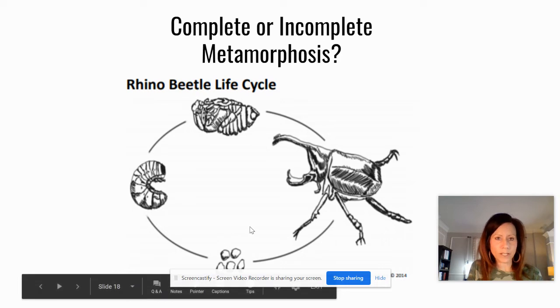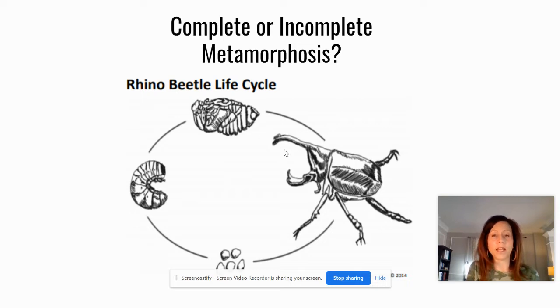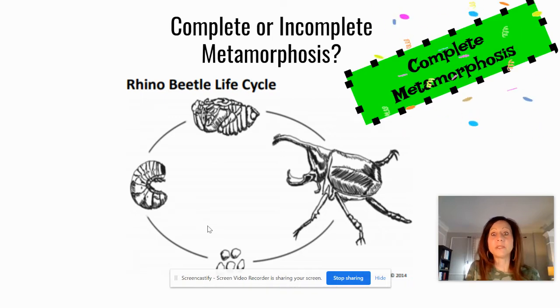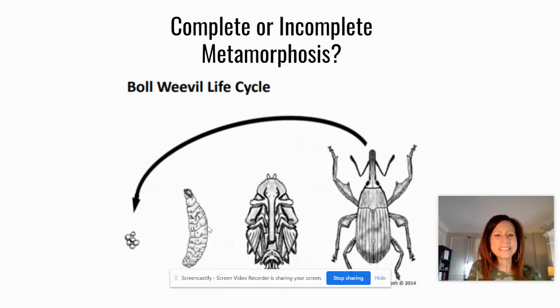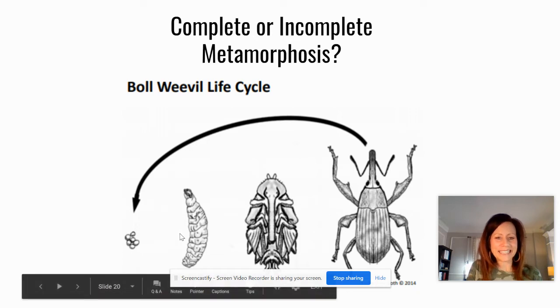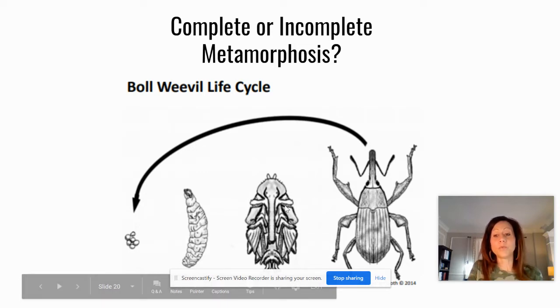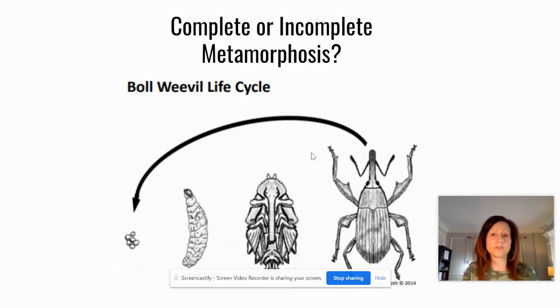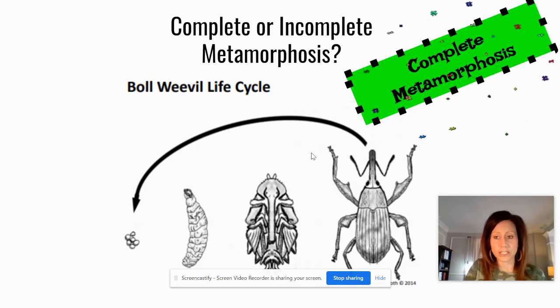Here we see, this is a rhino beetle: egg, and then I see a larva, a pupa, and an adult. So egg, larva, pupa, adult would be 4 stages. That's complete metamorphosis. This is a boll weevil. So here's an egg, larva, pupa, adult. 1, 2, 3, 4 stages. We see a drastic change from the egg to the larva, which is worm-like, and then a pupa where it stays in a chrysalis for a while, and then it hatches into the adult boll weevil. So that would be complete metamorphosis. It has 4 full stages.